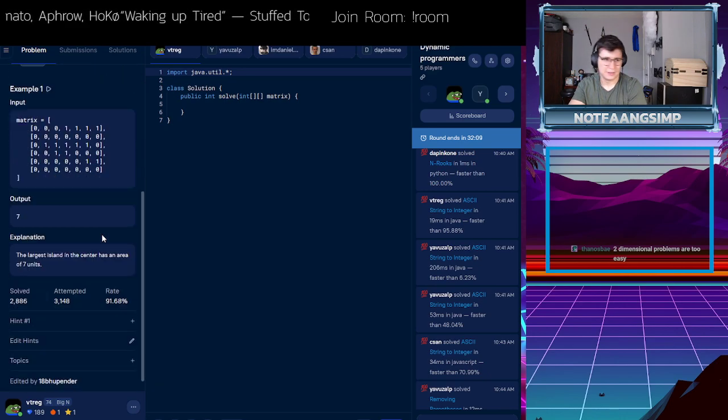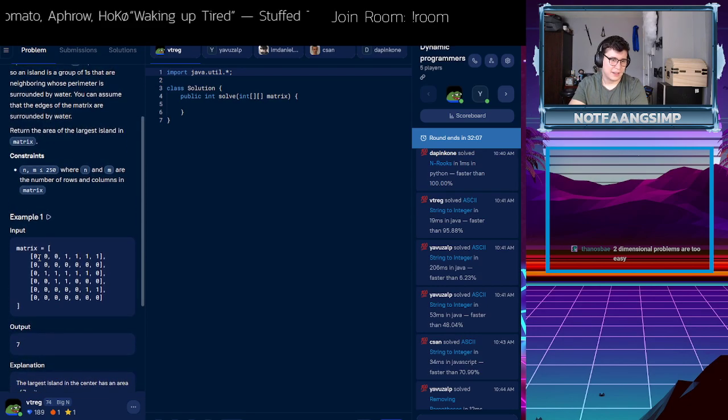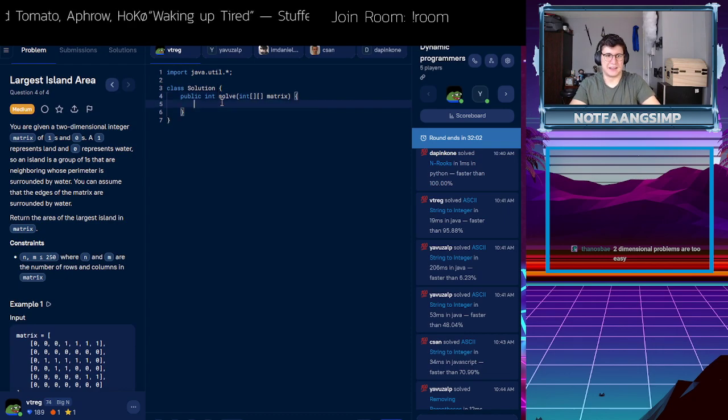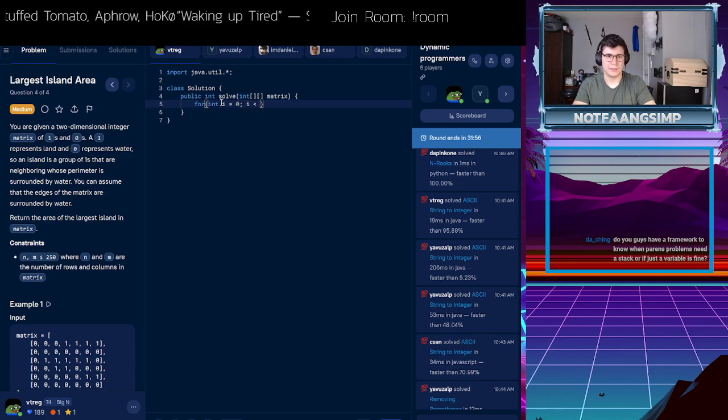Two-dimensional problems are too easy. Oh man, this is just a BFS every time we find a one. Here, let's try... So, let's do for int i equals 0, i is less than the matrix.